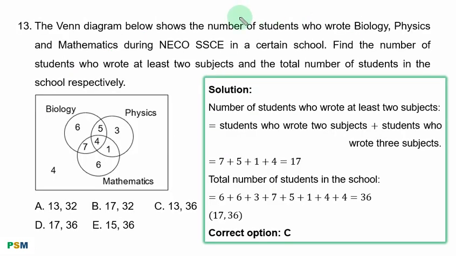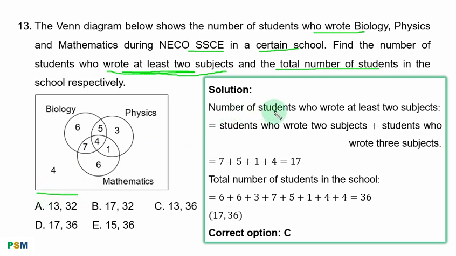Question 13. The Venn diagram below shows the number of students who wrote biology, physics, and mathematics during NECO SSCE in a certain school. Find the number of students who wrote at least 2 subjects and the total number of students in the school respectively. You have the given Venn diagram.